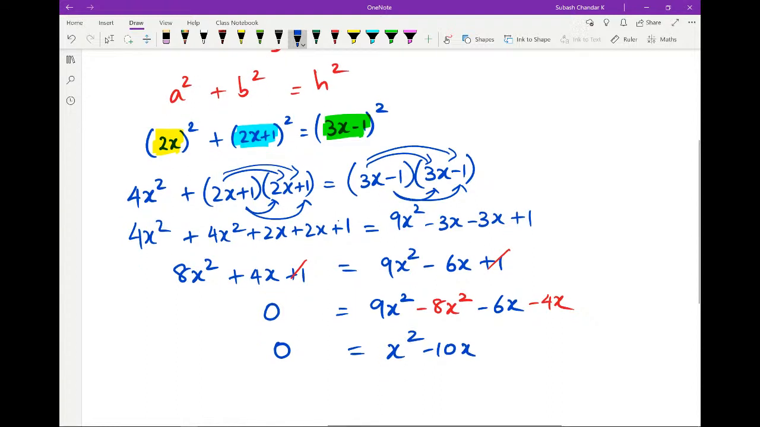I think I've given you guys a nice simple quadratic to work with. So we can just factorize this, and we're going to get x multiplied by x minus 10.